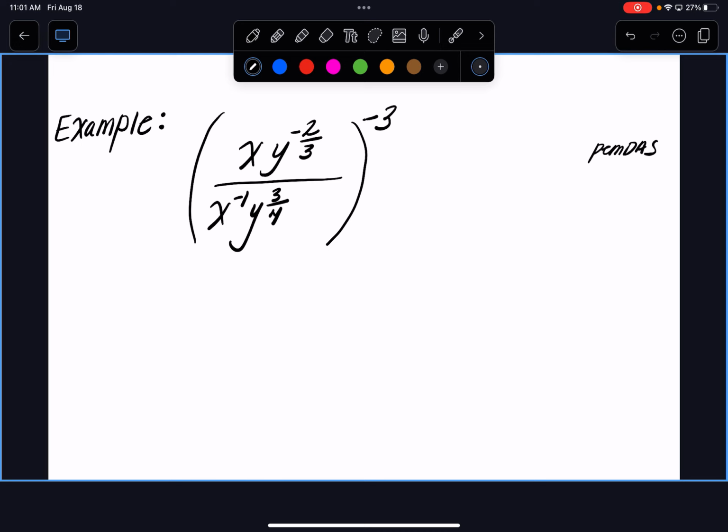I like to simplify in the order of PEMDAS personally. So that's me. I focus on parentheses. Then I do exponents. Then I do multiplication, division, addition, and subtraction last. So parentheses, just do everything first. Get everything simplified first, probably. Okay, let's get everything in the parentheses simplified.